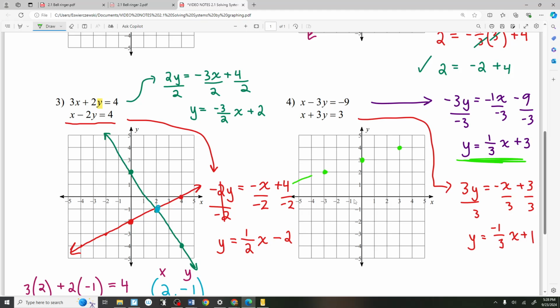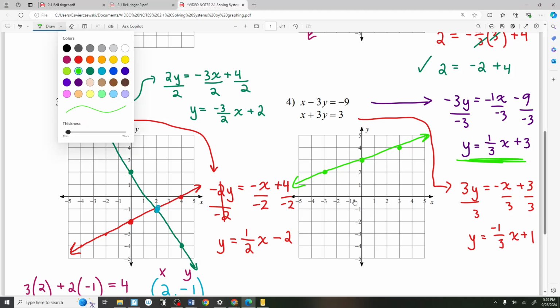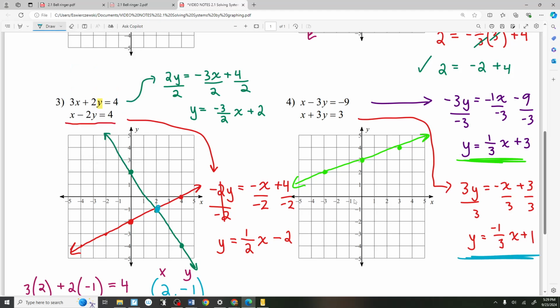Oops. Oh man. The hardest part for this is drawing. Okay, the other one has a y-intercept of 1 and a slope of negative 1/3. So I go down 1 over 3.